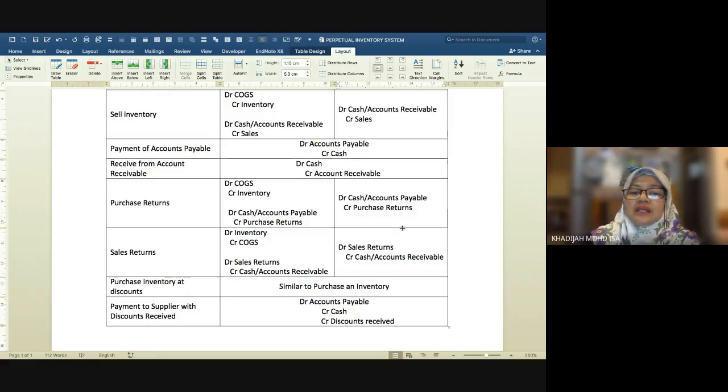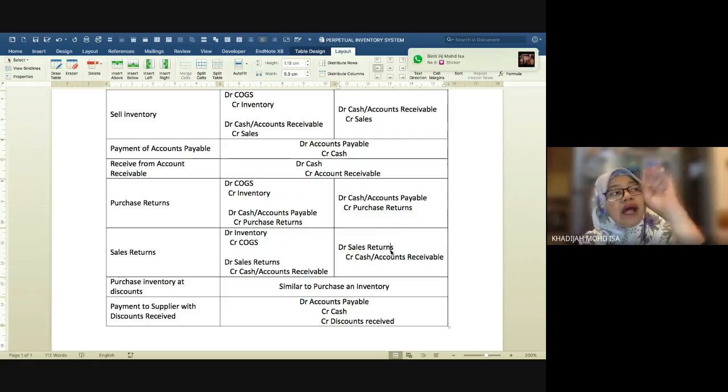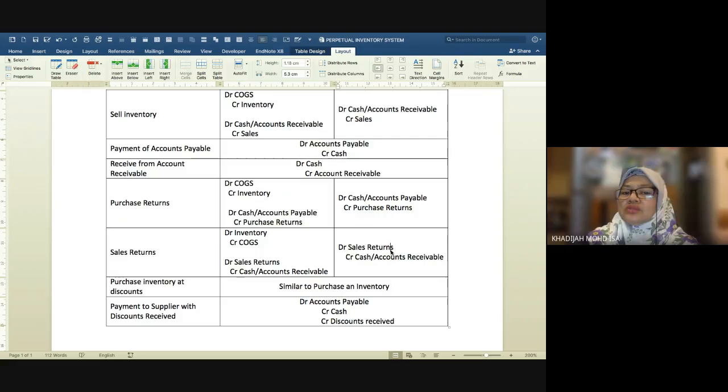Similarly, under periodic, when you have a sales return, it means that you sold to your customer, and now the customer returns goods to you. So you're going to have a debit sales return, and because they return goods to you, either you have to pay them back cash or you have to reduce their accounts receivable. Sales return, or sales return allowance, is a contra account. Remember contra account? It means that it's the other way. Sales is credit, so sales return is a debit, because sales return is a contra to the sales account.